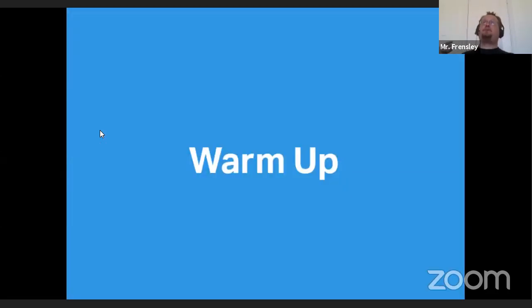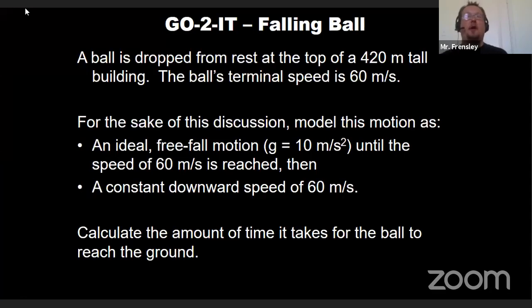Last time we talked about representing motion, and we had motions that changed. This time I'm going to show you a quantitative example that's dealing with numbers, but it's going to be another motion that changes. So I want you to consider the situation. We've got a ball that's dropped from rest at the top of a 420 meter tall building, and the ball's terminal speed is going to be 60 meters per second.